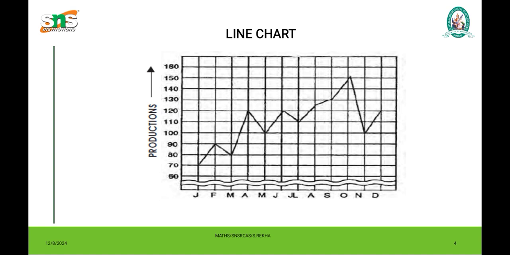This line chart helps us to identify in which month the production is highest. By seeing the data, it helps us to identify that the highest value is 150. It is easily identified. These types of charts help us to picturize the data clearly. This is nothing but a pictorial form of representation.